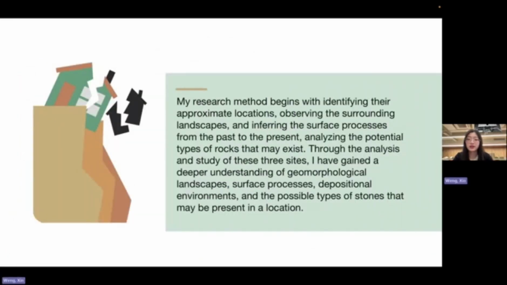In conclusion, my research method begins with identifying their approximate locations, observing the surrounding landscapes, and inferring the surface processes from the past to the present, analyzing the potential type of sediments that may exist. Through the study of 3 sites, I have gained a deeper understanding of geomorphological landscapes, surface processes, depositional environments, and the possible type of deposits that may be present in a location.